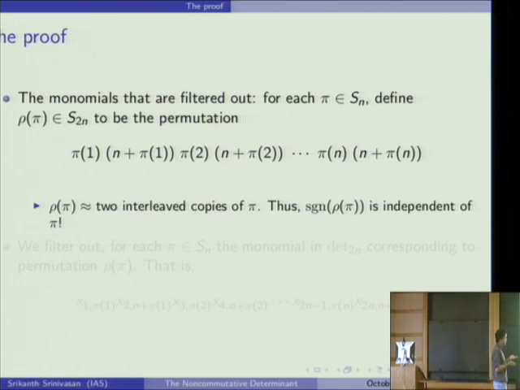So it turns out that since there are 2 interleaved copies of pi, the interleaving doesn't really make much of a difference to the sign. The sign of rho of pi is no longer 1, but it is independent of pi. It's just some plus or minus 1, some constant, depending on n.